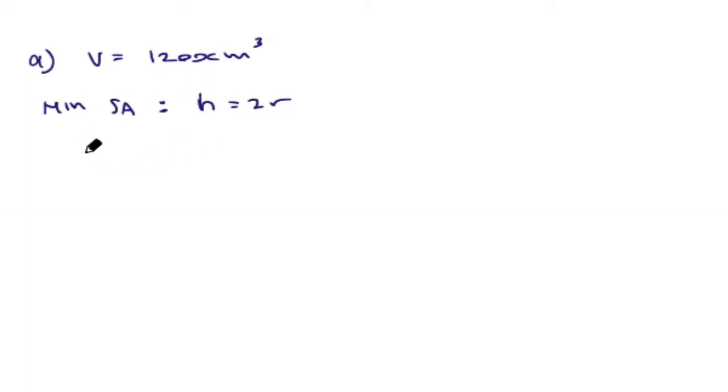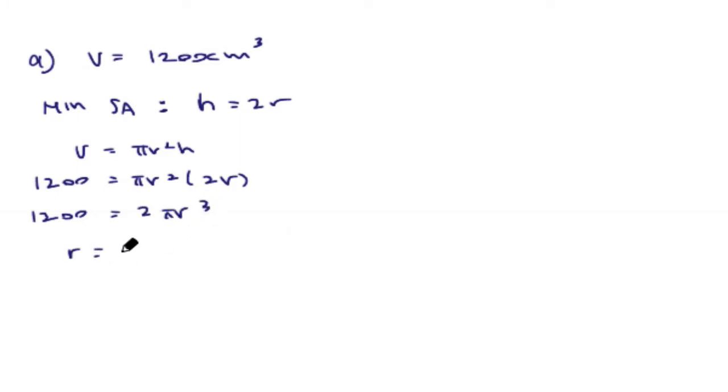So for a cylinder, volume is equal to pi r squared times the height. So if the volume is equal to 1,200, height will be 2r. And so now we can simplify this. We will get 2 pi r cubed. So we can solve for the radius by doing this, the cubic root of 1,200 over 2 pi. And we get radius to be approximately 5.76. And this will be in centimeters.